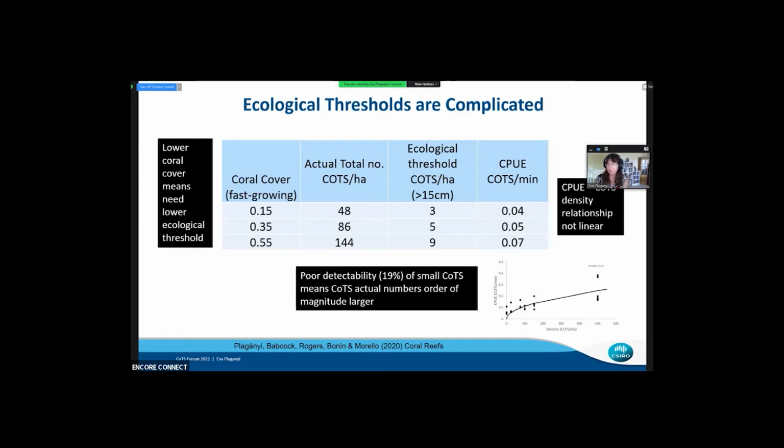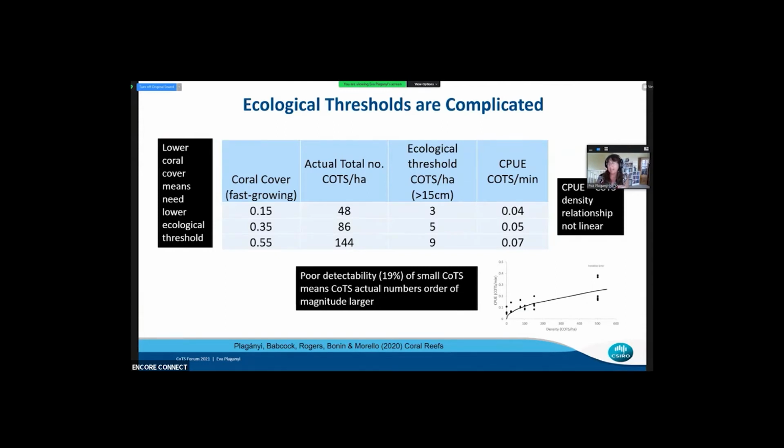So if you go one column to the left, in terms of the actual large COTS that your diver will see, they will be seeing 3 COTS per hectare. So we're converting between CPUE and the COTS density. But this work also shows that actually they're only seeing a very small number of the COTS that are there. So the model can tell us that the actual number of COTS there, for example, would be 48 per hectare.